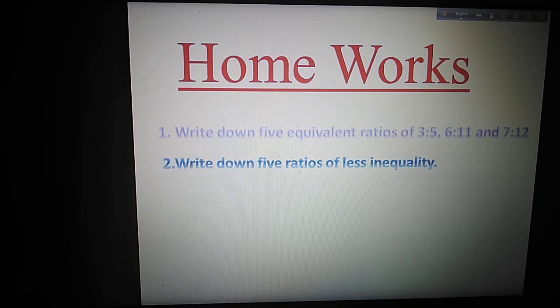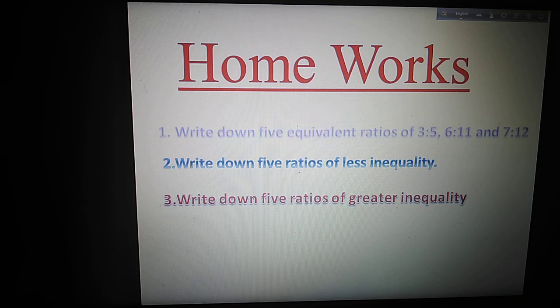And second one, write down 5 ratios of less inequality. Okay, it's up to you, which ratio you want to write. Okay, no problem. And last one, you have to write down 5 ratios of greater inequality. So that's all your homework and that's all for my today's class.